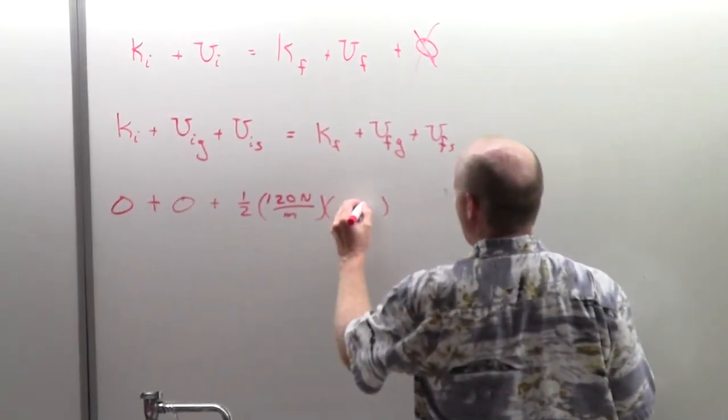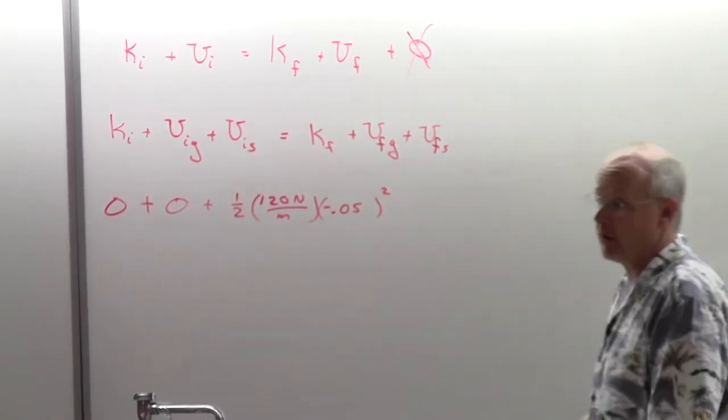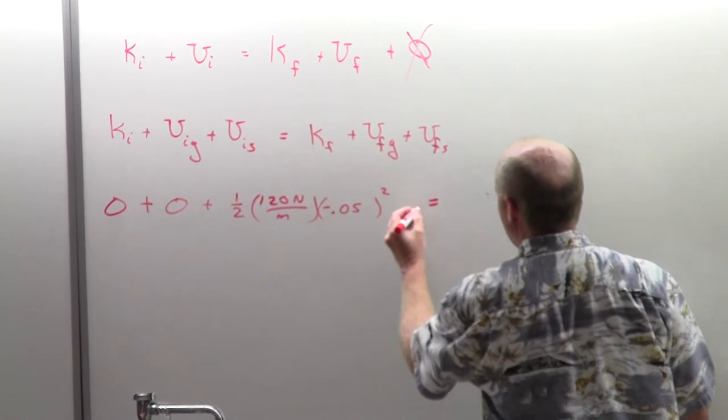0.05. And I'll square it. Now, I heard somebody say negative. Okay, fair enough. If you want to say it's being compressed, it's a negative. Fine. But whether stretched or compressed, it's the same energy. So a negative 0.05 and a positive 0.05 squared give you the same energy.